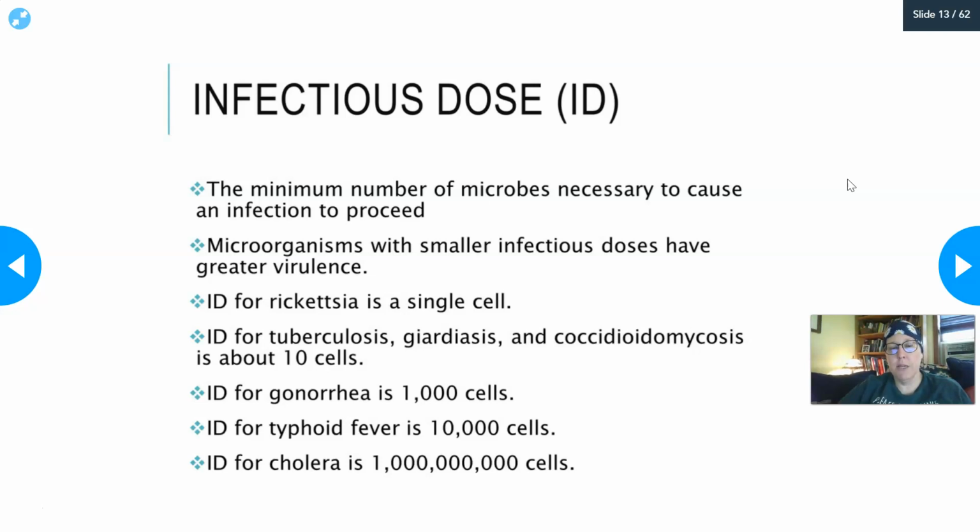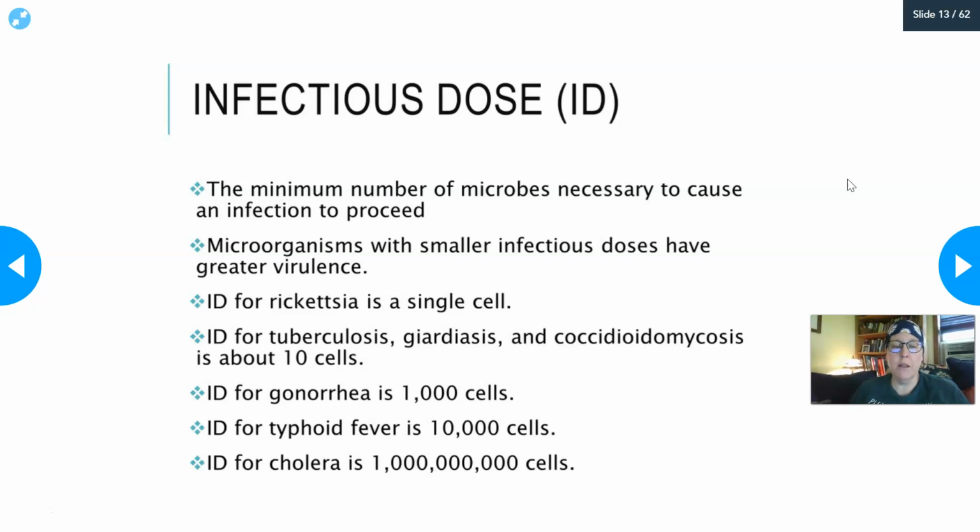The infectious dose for TB, giardiasis, and coccidioidomycosis is about 10 cells, so not a lot. Giardia lamblia we looked at, and TB you should know. And just to really freak you out, if somebody with TB coughs, or even doesn't cover their cough, the droplets can stay suspended in the air for like 2 hours. The person can be long gone, you don't even know they were there coughing, and you could breathe it in and be exposed to TB.